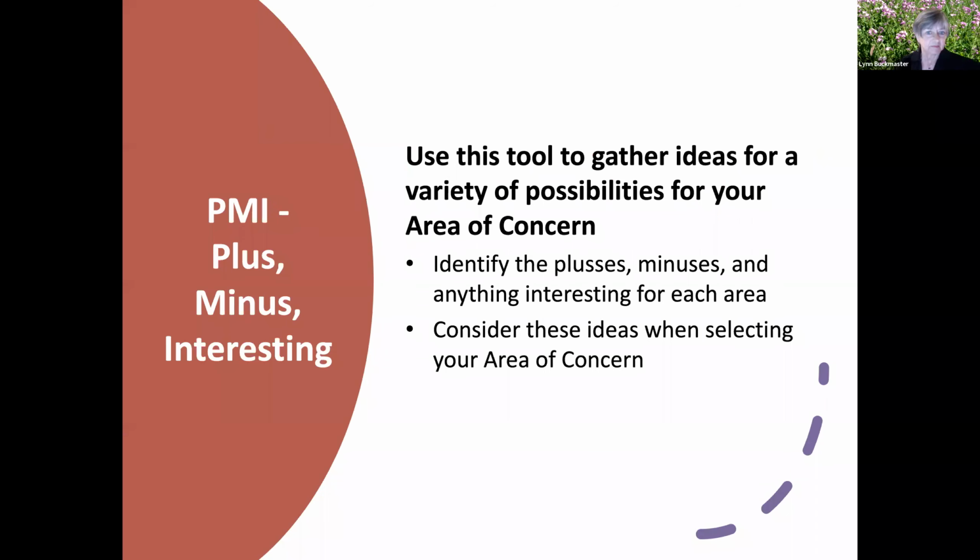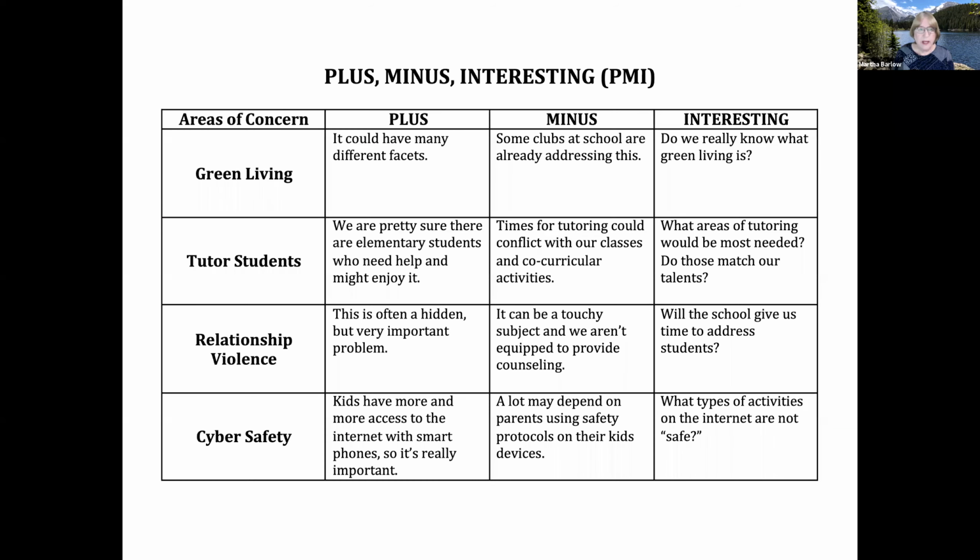The tool is called Plus Minus Interesting, PMI. Here you would look at multiple potential areas for your area of concern, and you would analyze them using those three buzzwords. Here are some examples of students who actually used this process. They were looking at green living, tutoring students, relationship violence, or cyber safety.